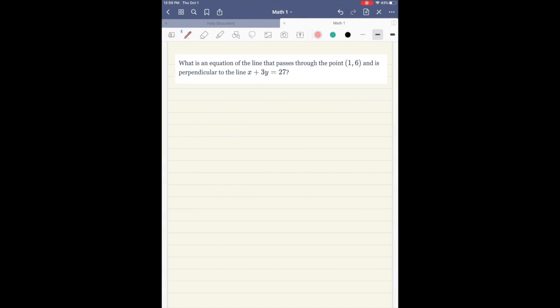All right, so the last example, this one says it wants to go to the point (1, 6), and it is perpendicular to this equation. So again, we're going to have to solve for y. If it's already solved for, that's great. That's one less step. But you've got to remember when it's in standard form that you've got to solve in order to determine your original slope. So I'm going to start by subtracting x. So 3y equals negative x plus 27.